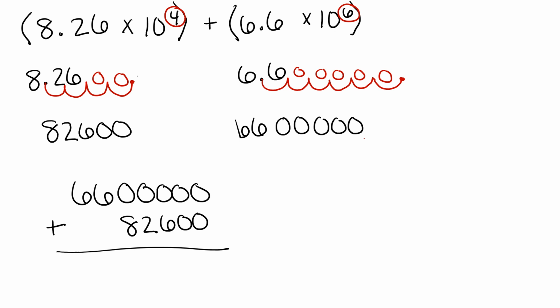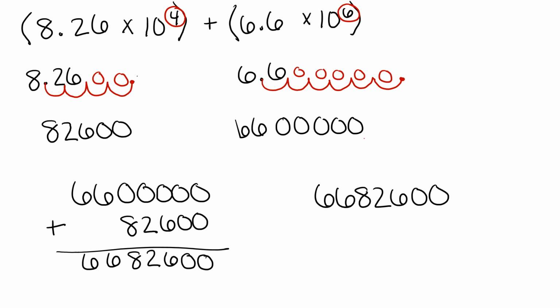When we add them up, 0 plus 0 is 0, 0 plus 0 is 0, 0 plus 6 is 6, 0 plus 2 is 2, 0 plus 8 is 8, and we can bring the 6's straight down because we are not adding anything to those numbers. We're going to take our answer and rewrite it in scientific notation, meaning we take the decimal point that's at the back and move it towards the front. We have to go 1, 2, 3, 4, 5, 6 times.